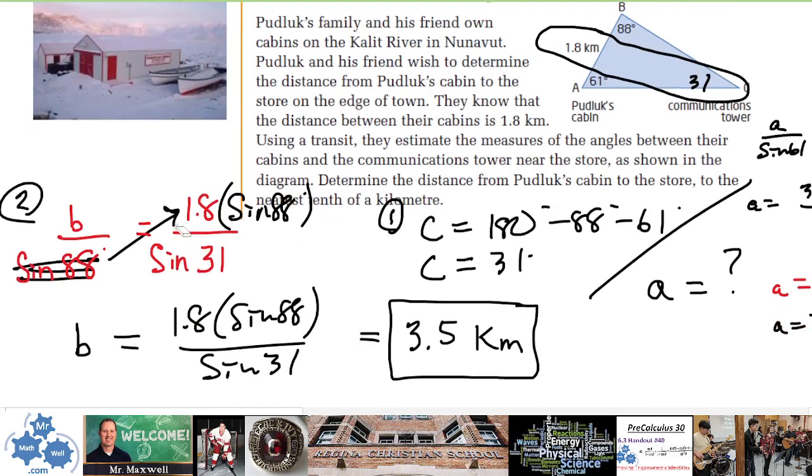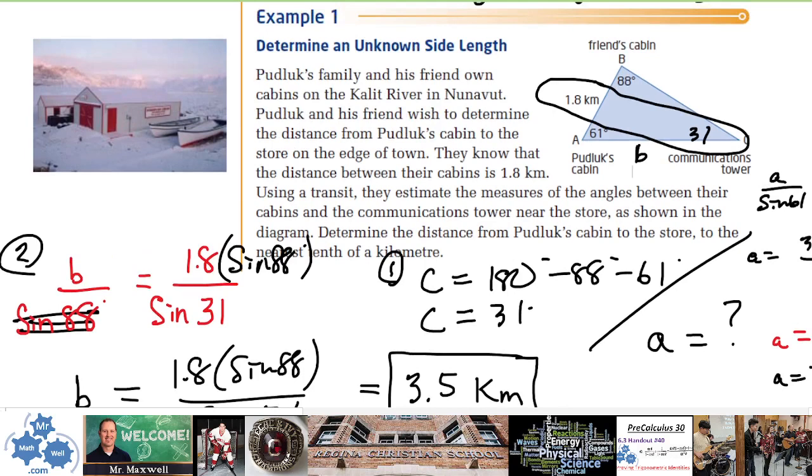So like over here, 1.8 over sine of 31 equals, and you can pick any side you want to begin to solve, b over sine of 88. You solve for b, and you'll get a value, and so on. You can do that again. Remember, for non-right triangles, you cannot use Pythagoras' theorem. That's only for right triangles.